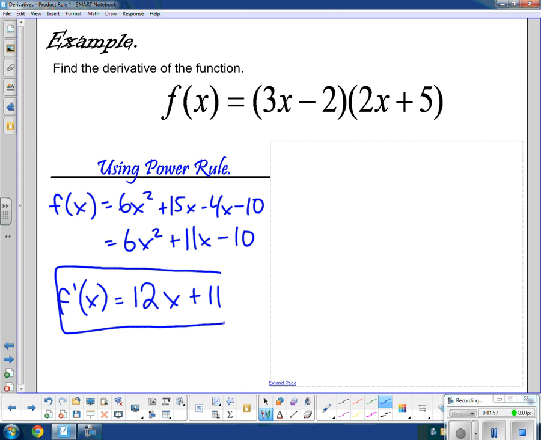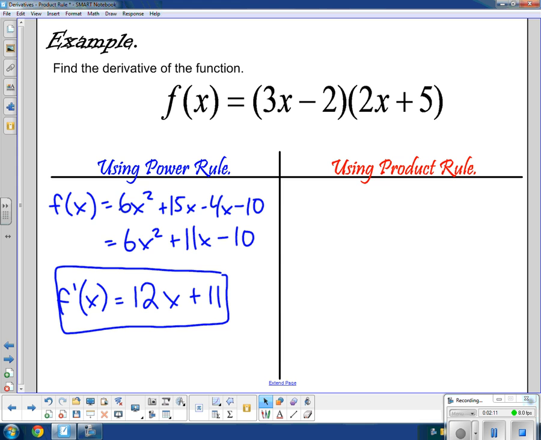This is the derivative. There's no debating that. This function will only have one derivative. However, sometimes we're going to run into functions where I couldn't use the FOIL method to get back to a polynomial and then use power rule. So we need to be able to use and apply the product rule to see how this would work.